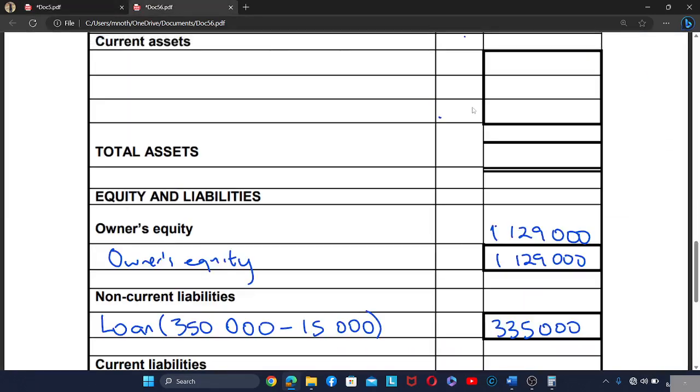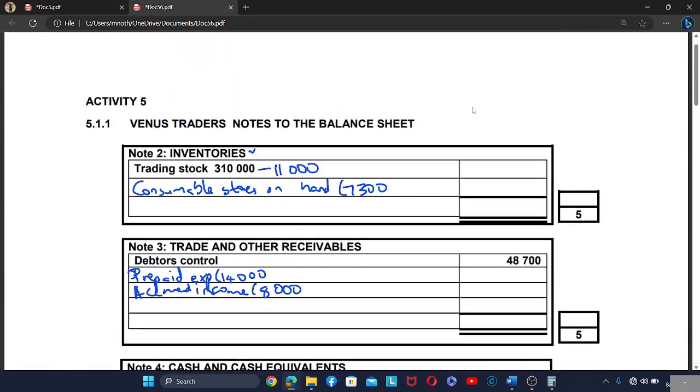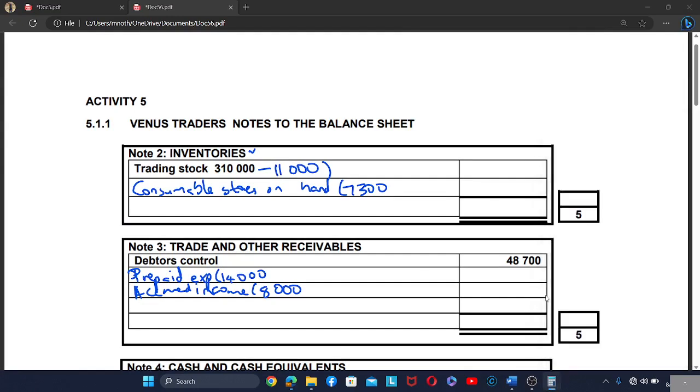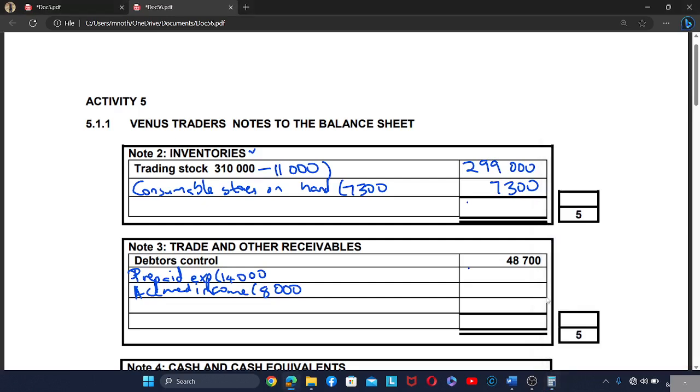So let's finish up these notes. So the first one, inventories. So 210,000 minus 11,000, that is 299,000, and then plus 7.3. The inventories, they're actually how much? 306,300.